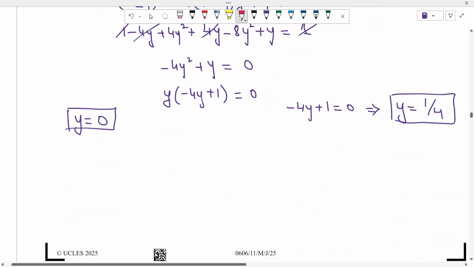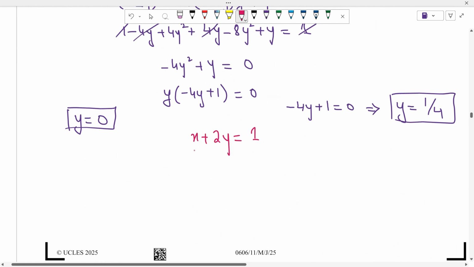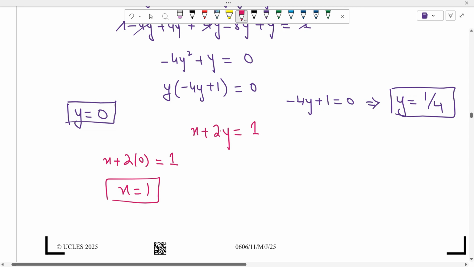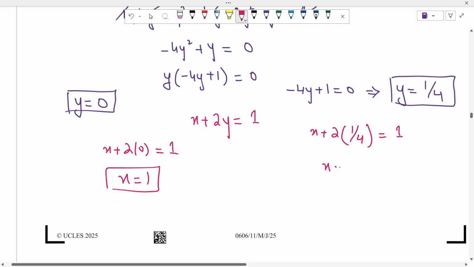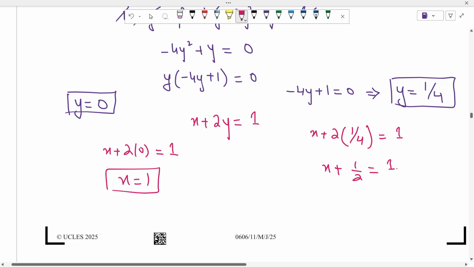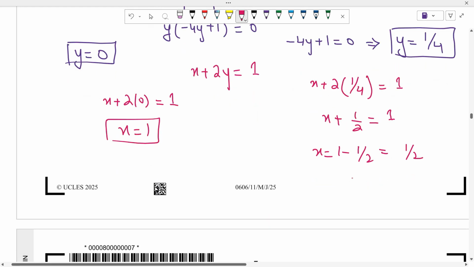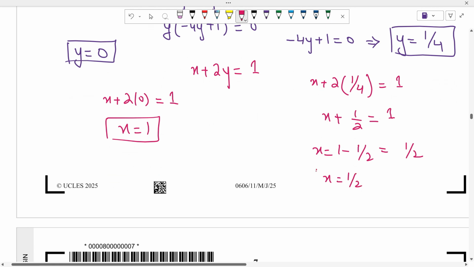So we have x + 2y = 1. When we plug in y = 0, we will have x + 2 times 0 equal to 1, and x is equal to 1. Now plug in y = 1/4, we will have x + 2 times 1/4 equal to 1, so x + 1/2 is equal to 1, and x is equal to 1 - 1/2, which is 1/2. So x is equal to 1/2.